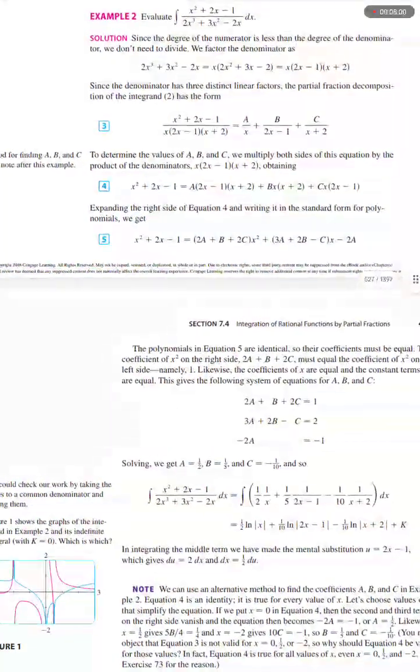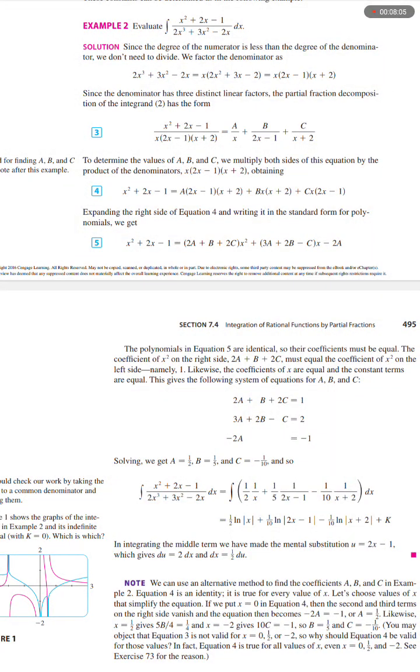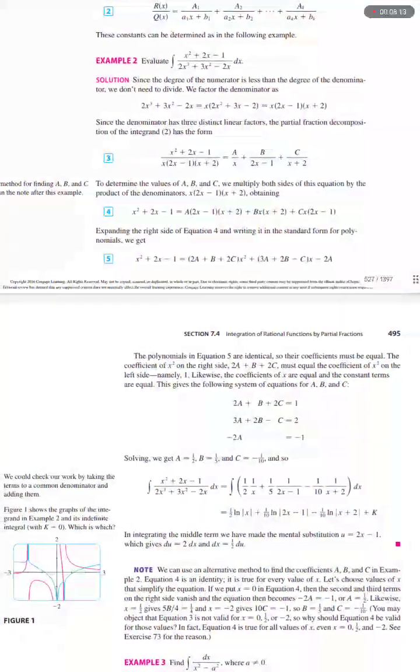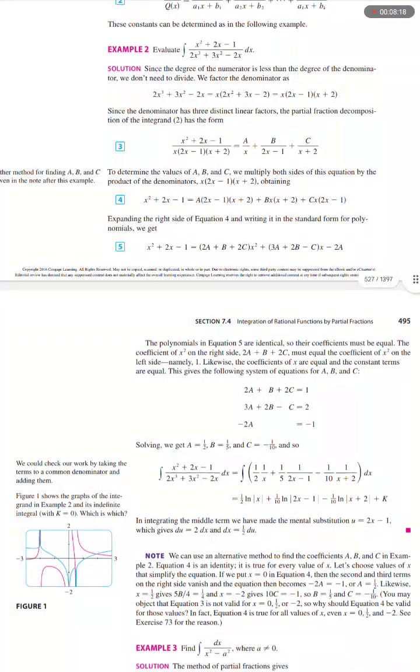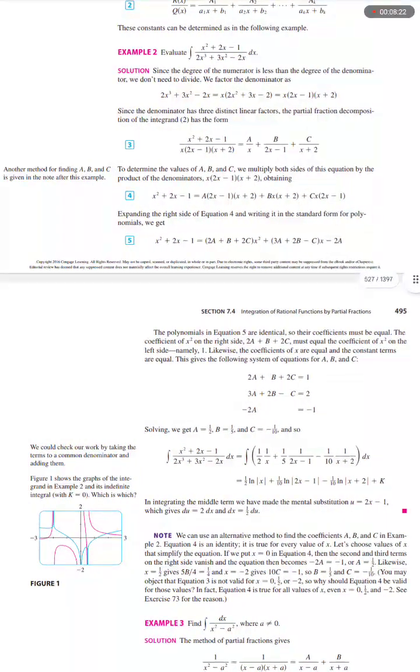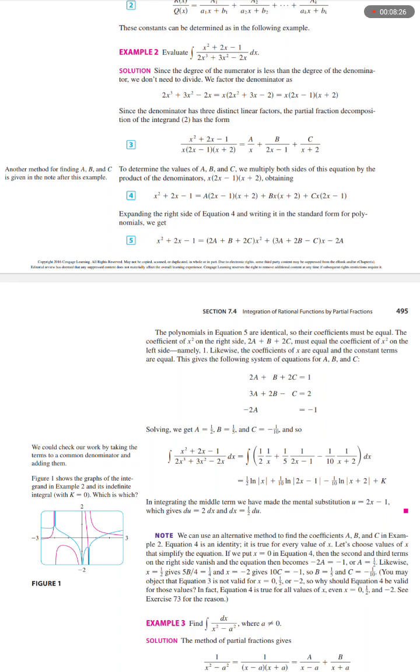x(2x − 1)(x + 2), obtaining equation 4: x² + 2x − 1 = A(2x − 1)(x + 2) + Bx(x + 2) + Cx(2x − 1).